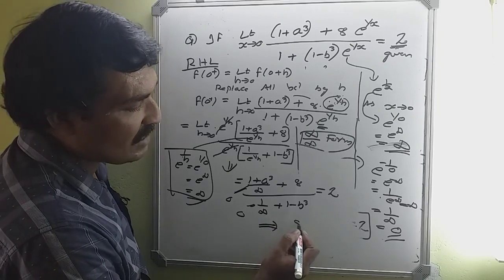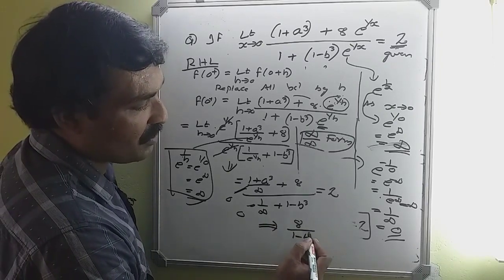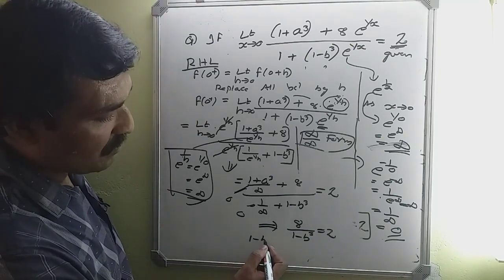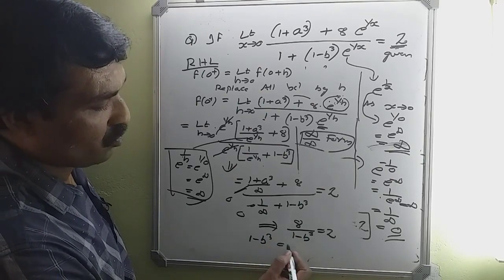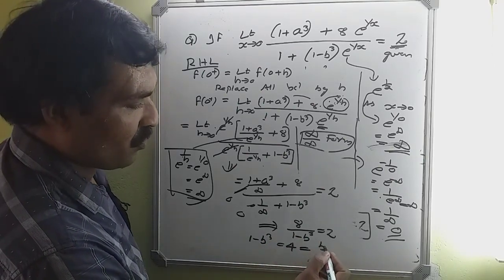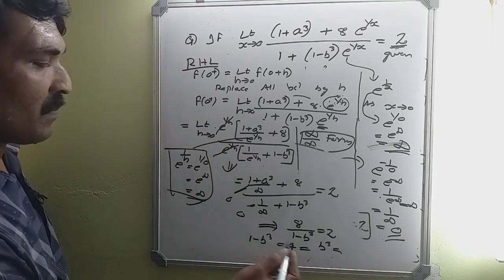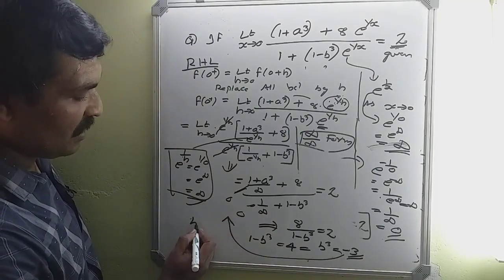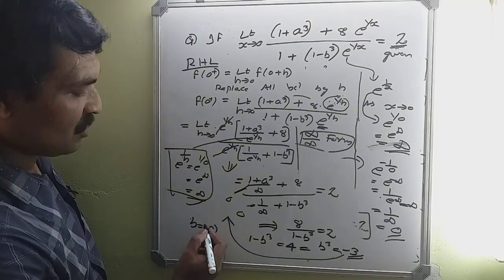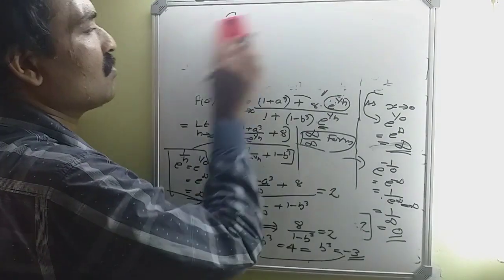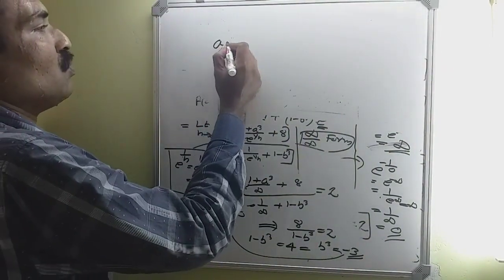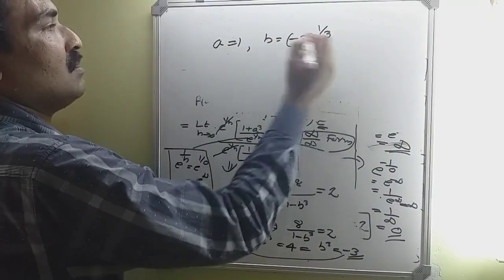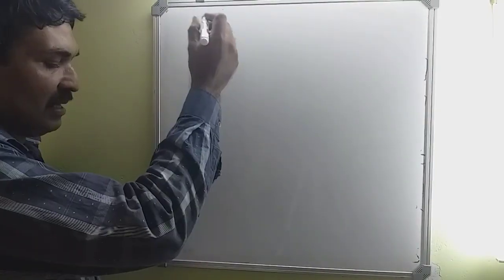This implies 8 by 1 minus b cube is equal to 2, or 1 minus b cube is equal to 4, or b cube is equal to minus 3, which implies b is equal to minus 3 raised to 1 by 3. So a is equal to 1 and b is equal to minus 3 raised to 1 by 3.